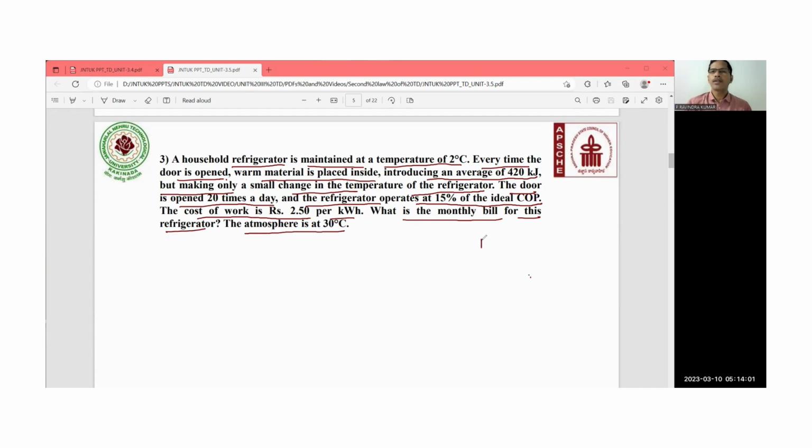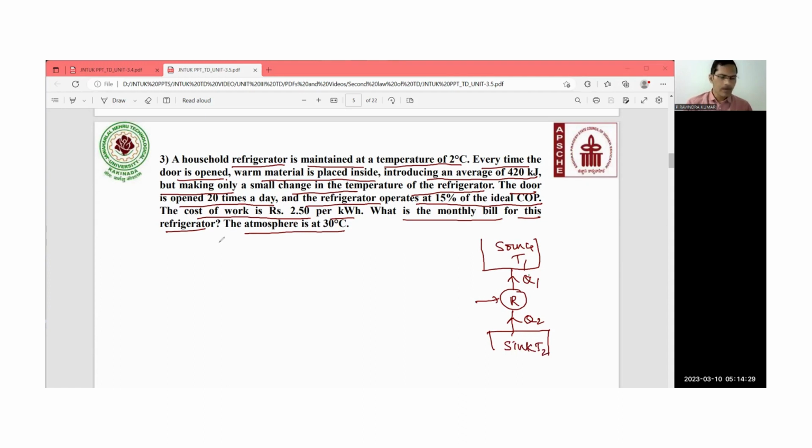So for the household refrigerator, draw the diagrammatic sketch. Here are the directions of Q1. Don't forget about the directions and the notations. So this is the work input, this is the refrigerator, and this is the source. Practicing this is very important. Then you can go to the solution.